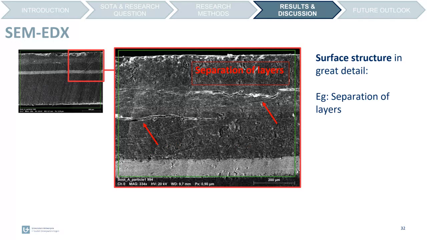Besides looking at the chemical composition, SEM also provides the opportunity to take a close look at the surface of the material. In some samples, microcracks were found. And in this one, a separation of layers was observed above and below the white sheet of paper.